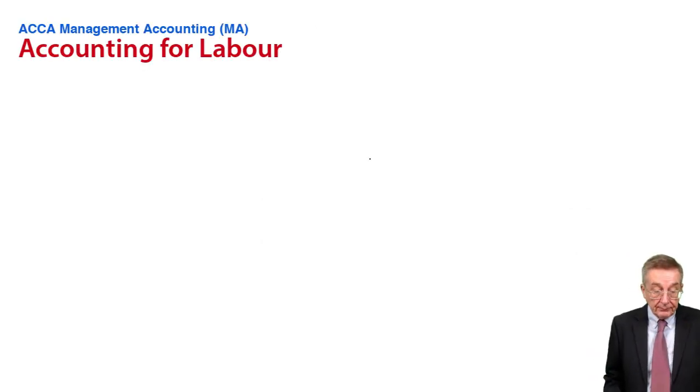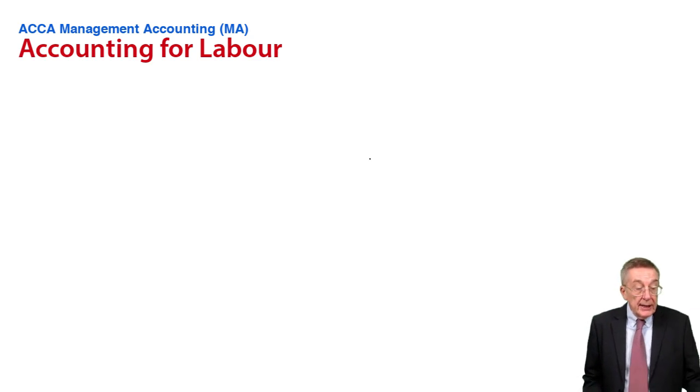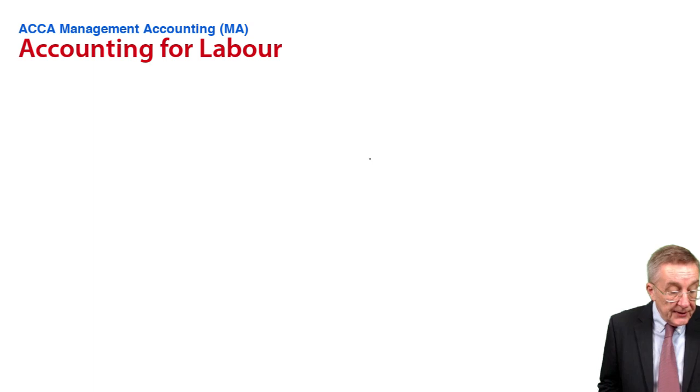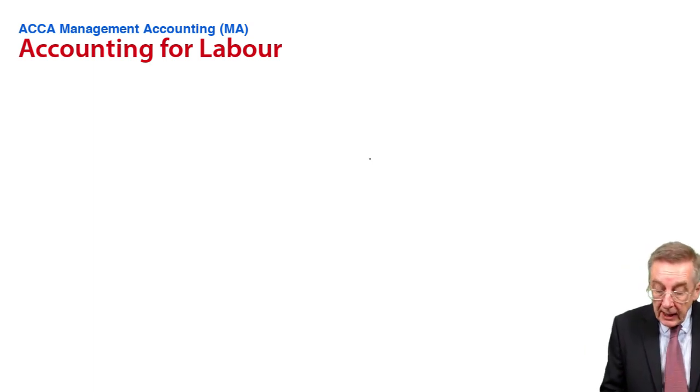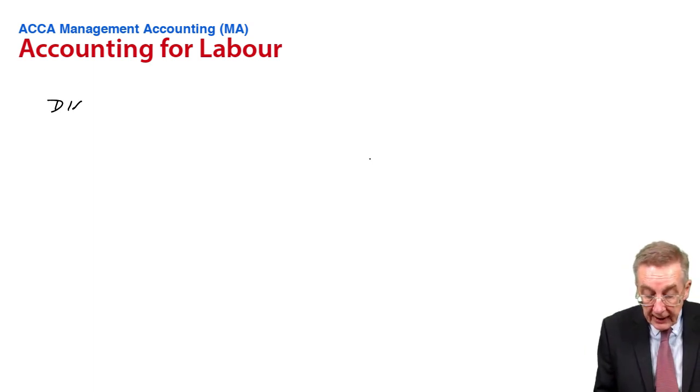Accounting for labour. There are really three sections to this chapter. The first is section 2, talking about direct and indirect labour.